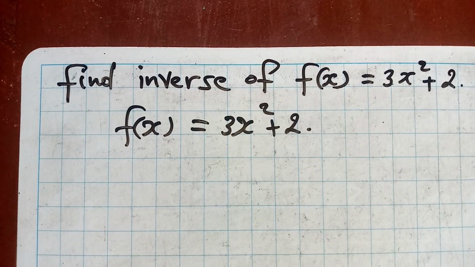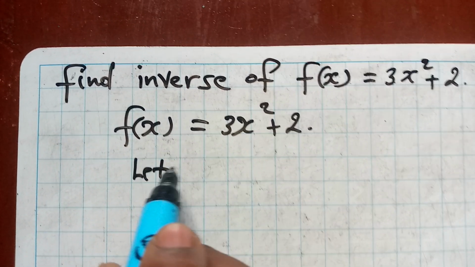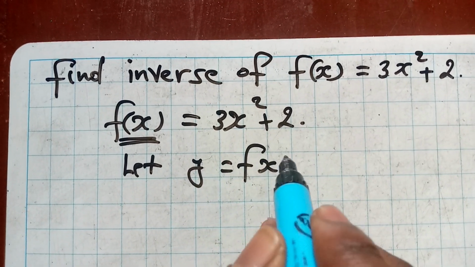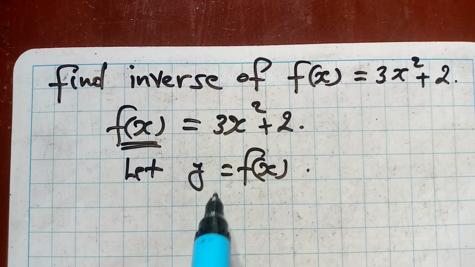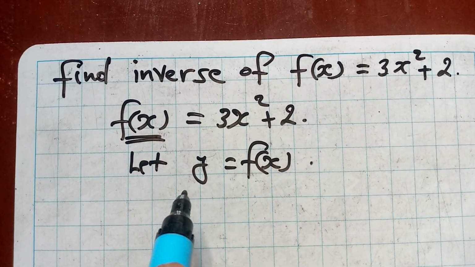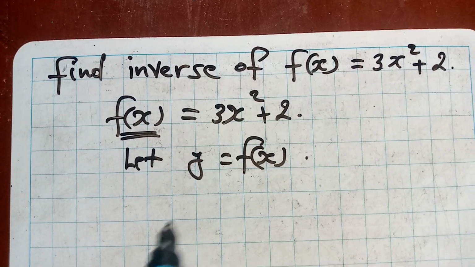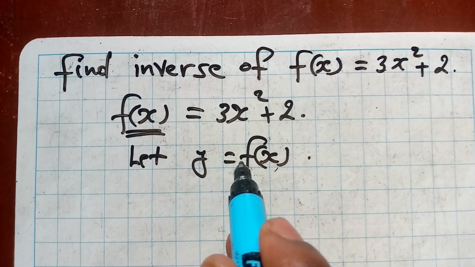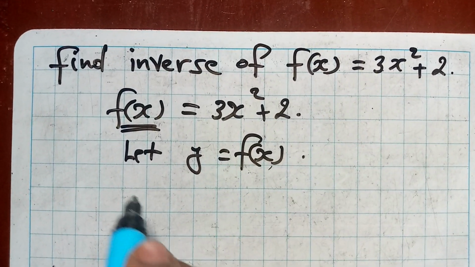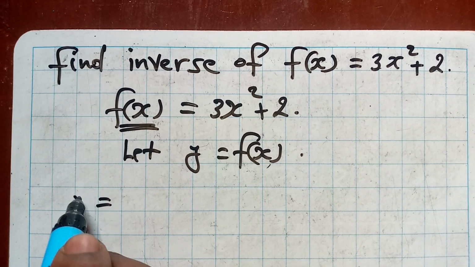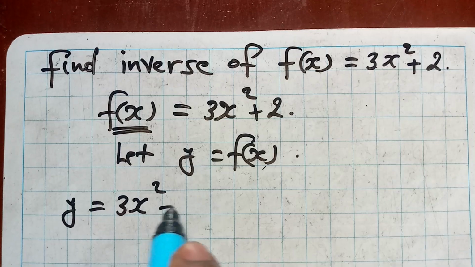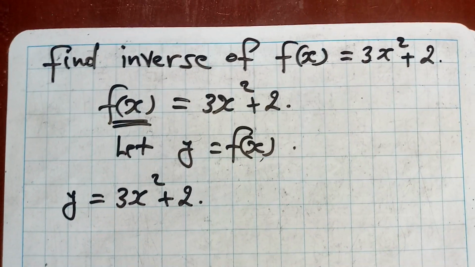The first step is to let f of x equal y. After that, step number 2 is to write the function f in terms of y. So here we write y equal to 3x squared plus 2.